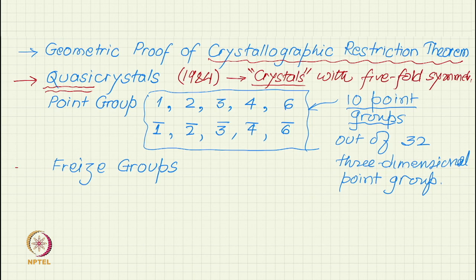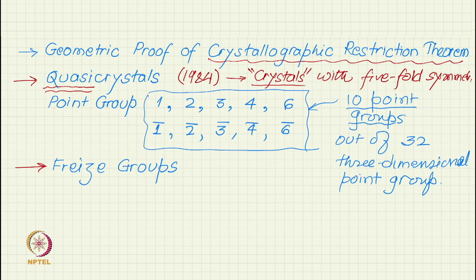We will also discuss the phrase group. Phrase group is the first group. Now, we will start thinking of combining translations with point symmetry, because after all periodicity or translational symmetry is the essential symmetry for crystals. So, unless and until you have the translational symmetry, you do not make a crystal.